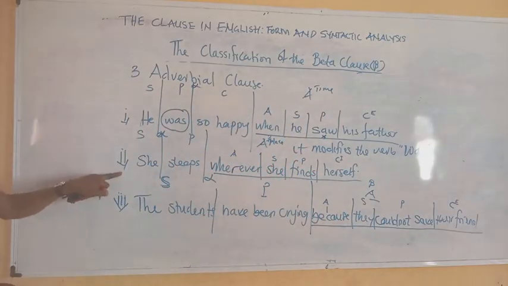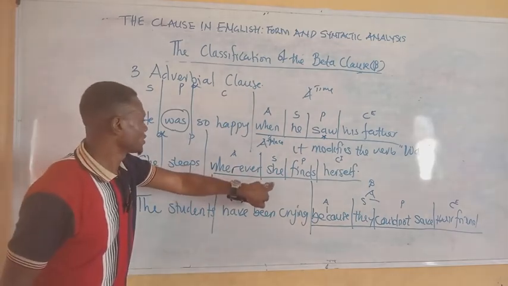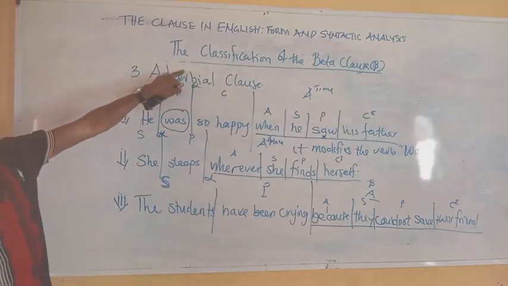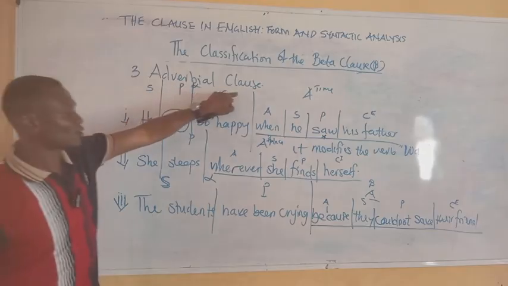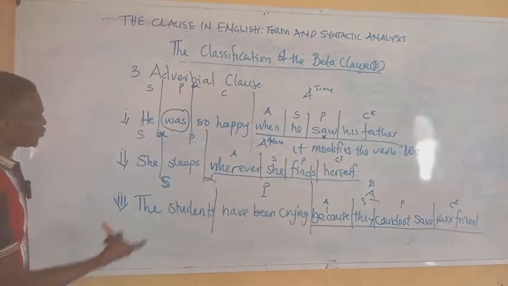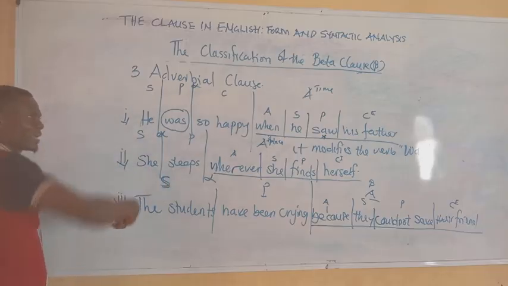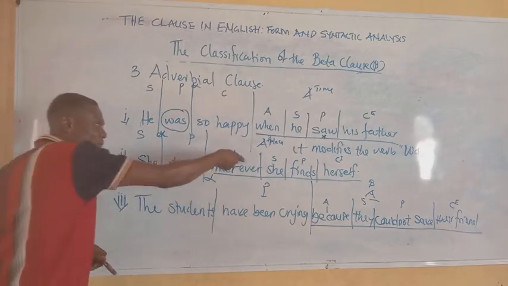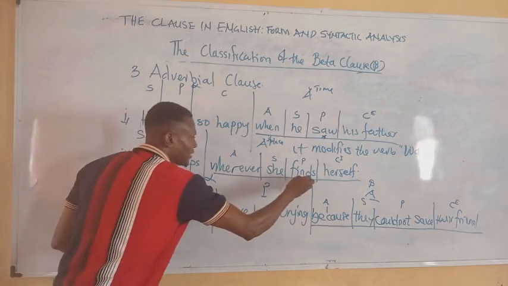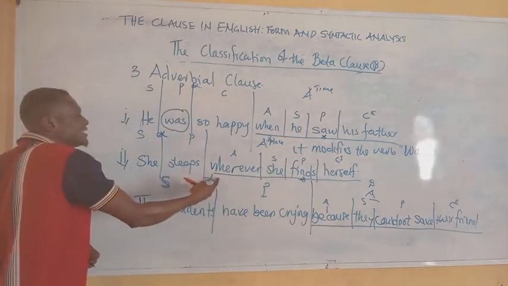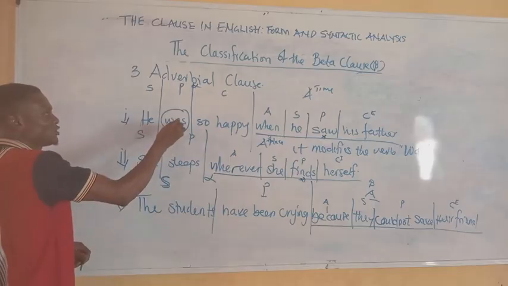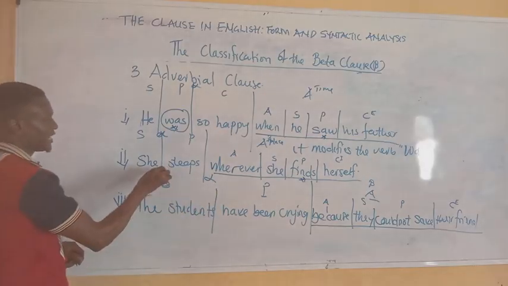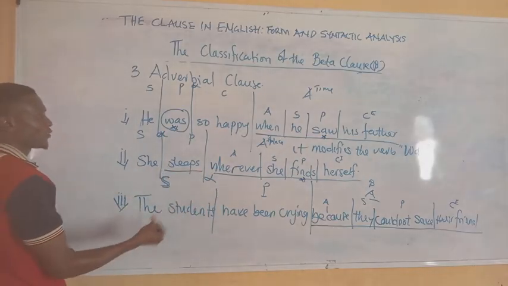That is the function. Number two, whenever she finds herself. What is the grammatical name? It is an adverbial clause. What is the grammatical function now? Look for the verb in the main clause. You look for the verb, not the verb in the beta clause. You don't look at the verb here. You are looking at the verb outside the underlying expression. Likewise, what is the verb here? Sleeps.